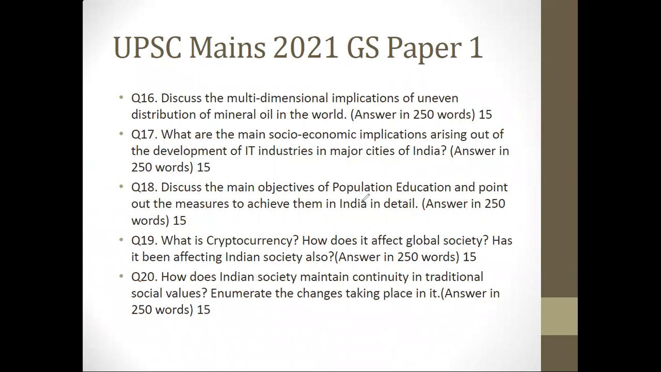Main objective of population education. Here there are different parts: objectives and measures to achieve them. First of all, define what population education is, then talk about its objectives, what it wants to attain, and then talk about the measures, how we will achieve them. First of all, what is population education? It is a process of developing awareness and understanding of the population situation among people and making them more responsible towards managing the population. That's it.